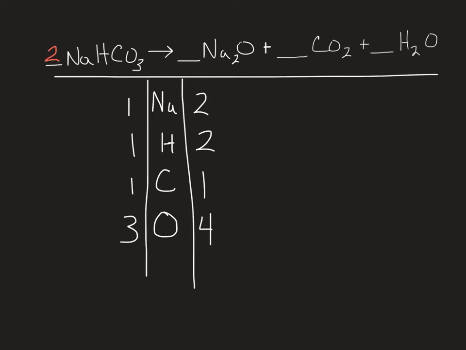But when I do that, that's going to change the number of atoms of everything that's on that side. So that's going to change the number of sodium atoms to 2, the number of hydrogen atoms to 2, carbon atoms to 2, and oxygen atoms to 6, because 2 times 3 is equal to 6. Okay? Don't be afraid to change things as you need to.